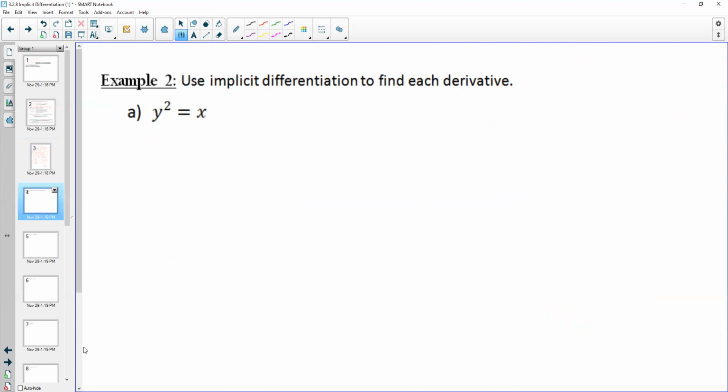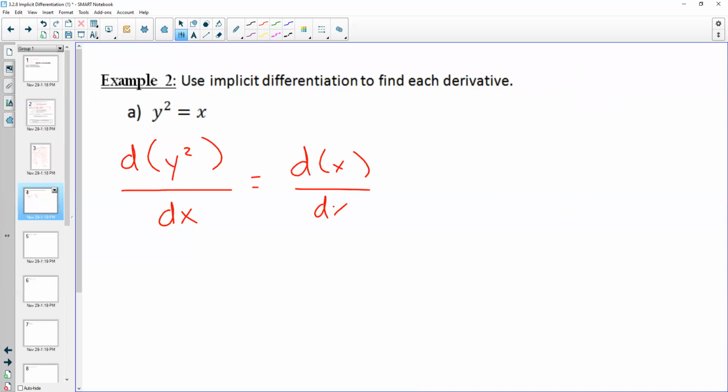Okay, so we're just going to have a few examples of using implicit differentiation here. Okay, so let's use implicit differentiation to find the derivative of this function. So how do we want to start this? Well, let's do the derivative of y squared over the derivative of x is equal to the derivative of x with respect to x.